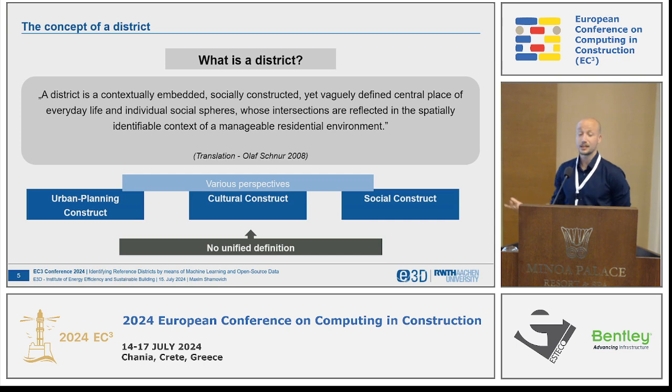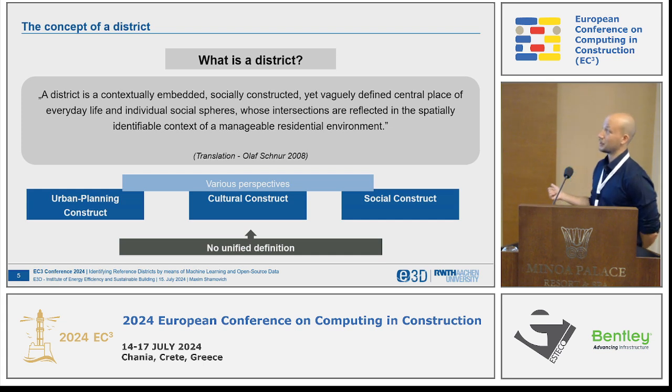But existing districts or buildings in existing districts, that's very much harder to identify because there are multiple aspects that go into it. So I brought a quote which tries to summarize the complexity of it. A district is a contextually embedded, socially constructed, yet vaguely defined central place of everyday life and individual social spheres whose intersections are reflected in the spatially identifiable context of manageable residential environments.